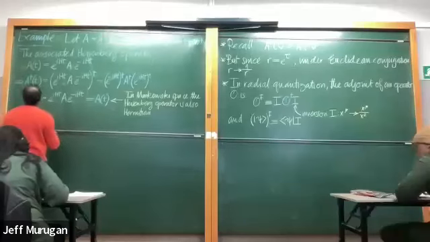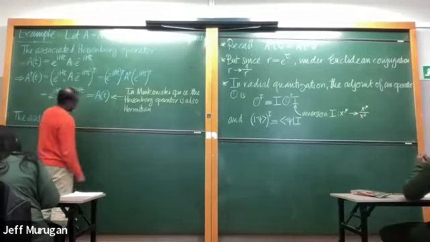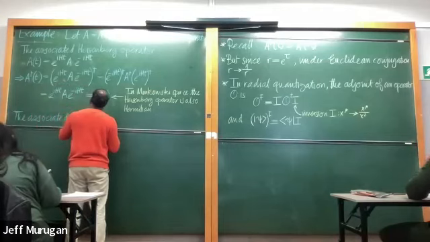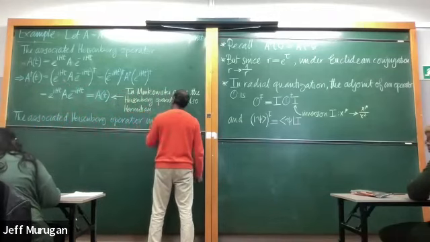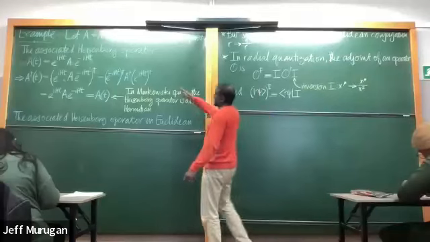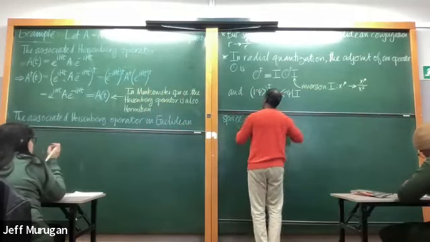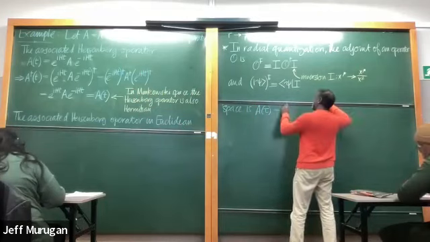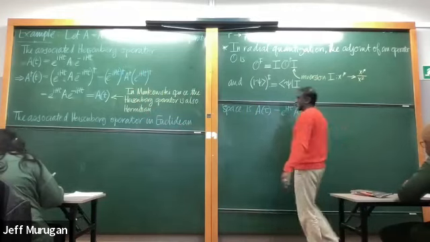What about Euclidean space? Given that Hermitian operator, there is the Heisenberg operator in Euclidean space, A of tau, which is e to the H tau, A, e to the minus H tau.